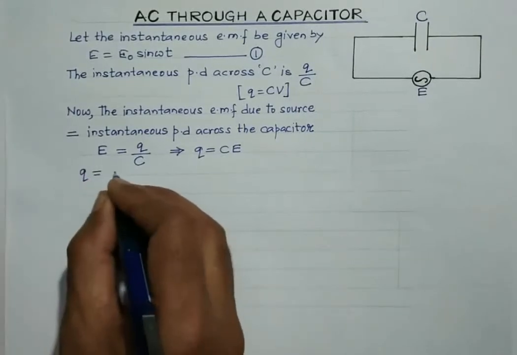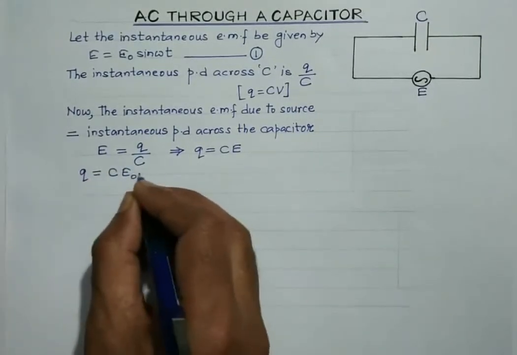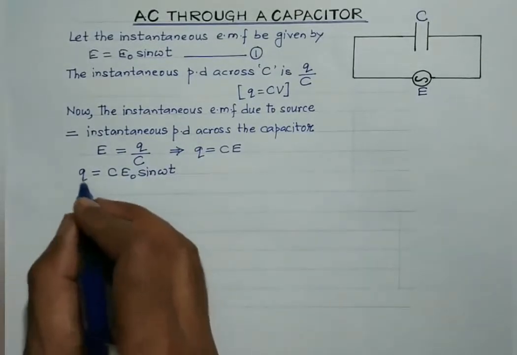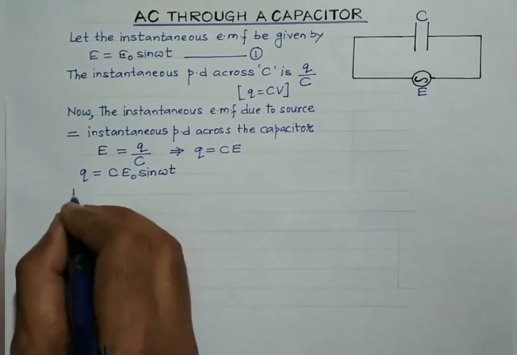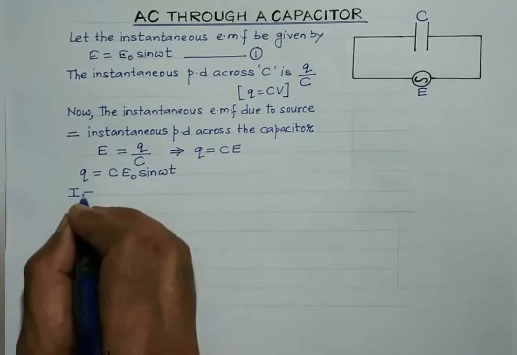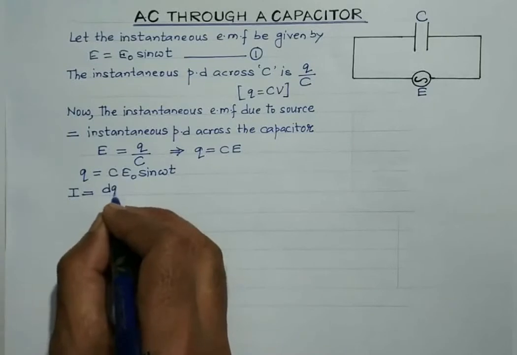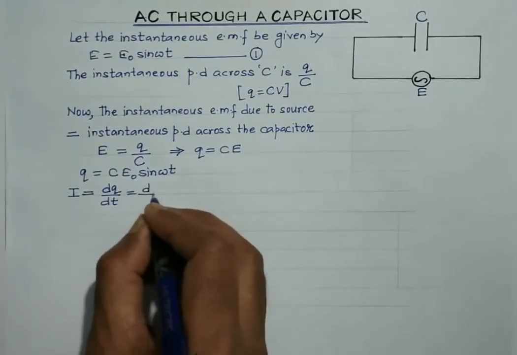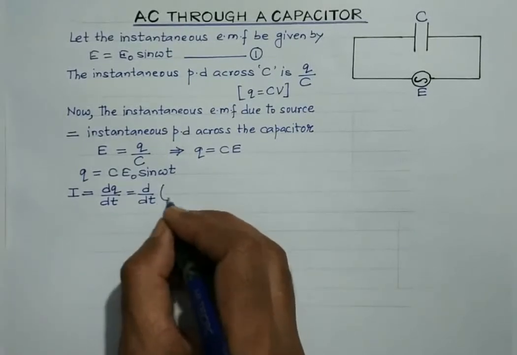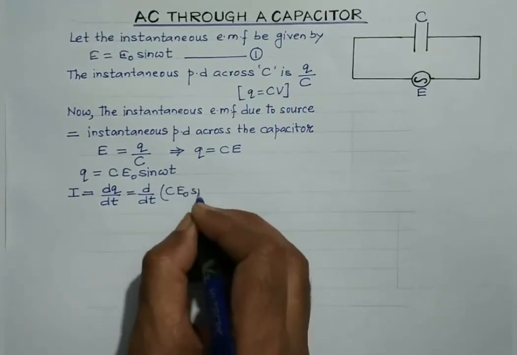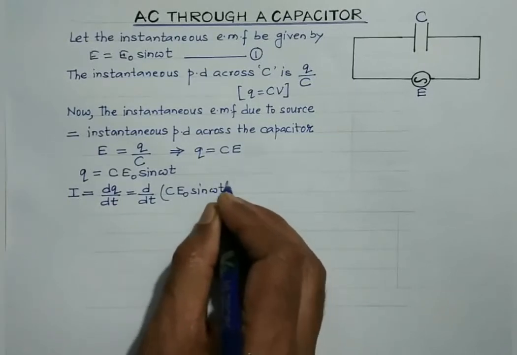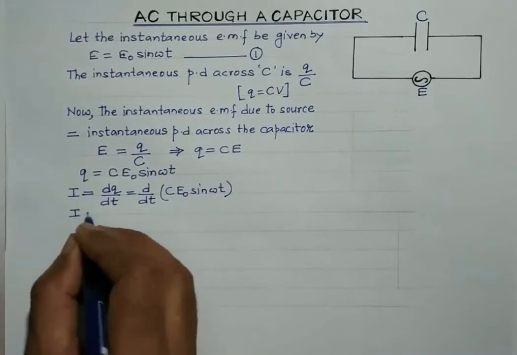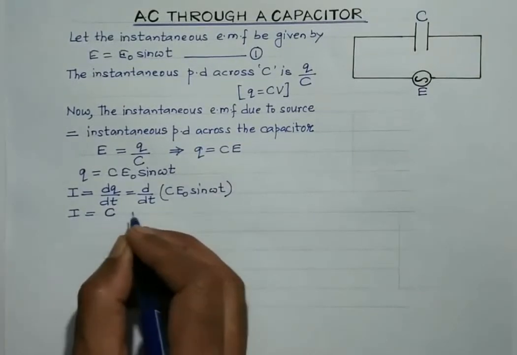Therefore, charge would be given by C, and in place of E, it can be written as E naught sine omega t, right? Now this is the charge given. So in order to determine the current, we'll differentiate it with respect to time. So current is rate of flow of charge, so it is dq by dt. Let's substitute the value of Q. What we get is C E naught sine omega t. We need to differentiate it with respect to time, right? Now the constant term can be taken outside the differentiation. C being constant, it can be taken outside.